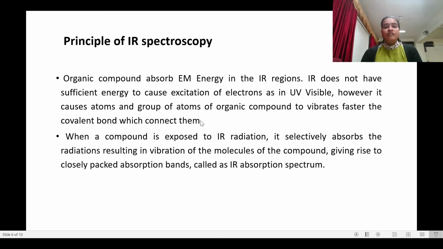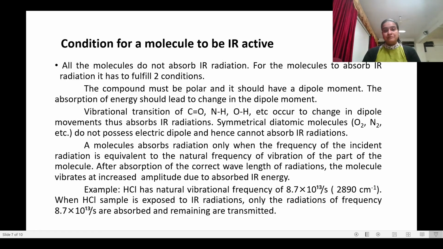However, it can cause atoms and groups of atoms of organic compounds to vibrate faster, with the covalent bonds connecting the atoms. When a compound is exposed to IR radiation, it selectively absorbs the radiation, resulting in vibration of the molecules of the compound, giving rise to closely packed absorption bands called the IR absorption spectrum.